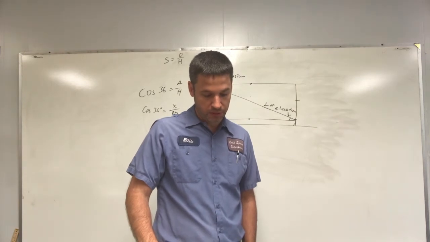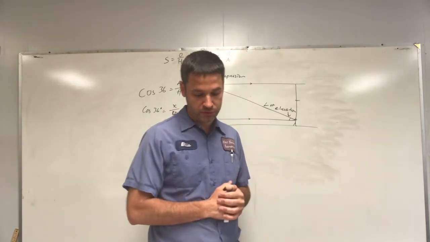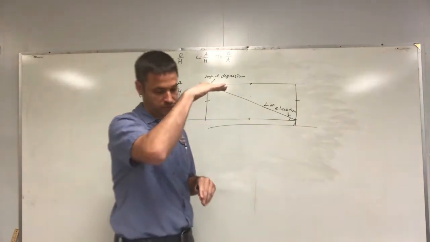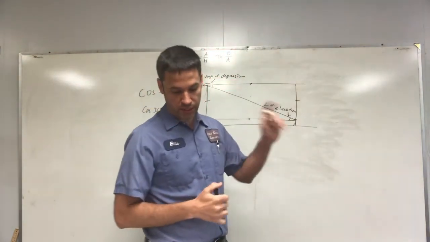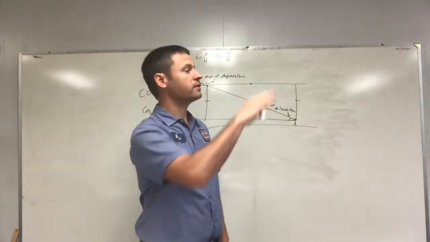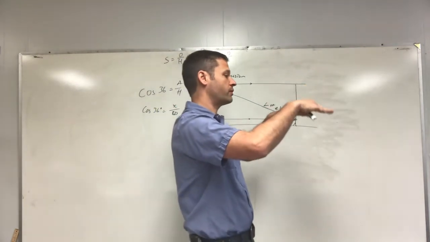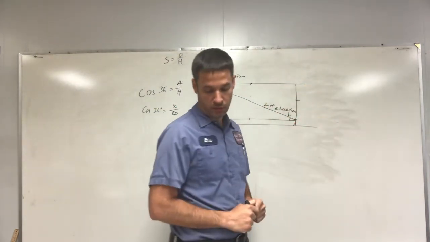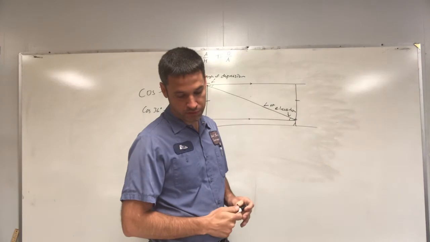This is a plane now, a pilot in a plane cruising at 33,000 feet. That's 33,000 feet above the ground. He sees a lake out ahead. The angle of depression to look at that lake is 30 degrees. He has to lower his eyes 30 degrees, and then he sees the lake. And the question is, how far is the plane from the lake?